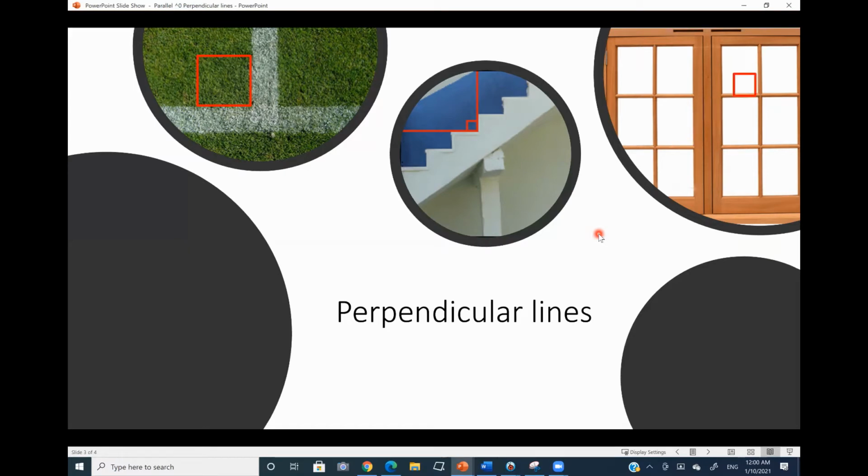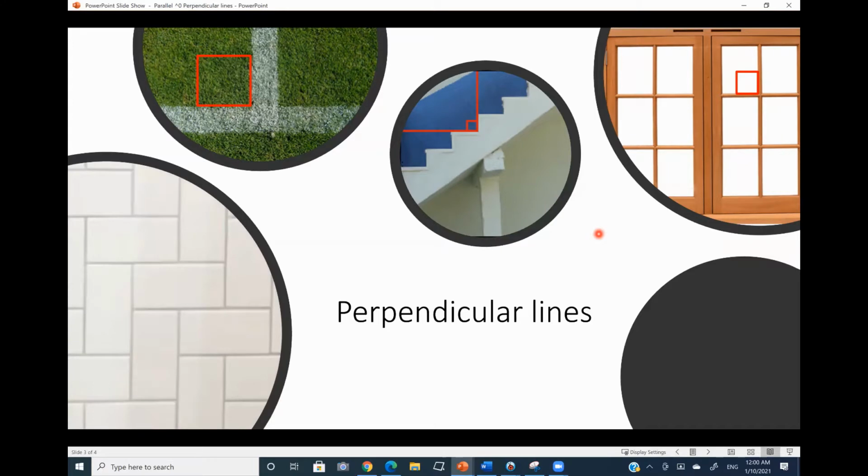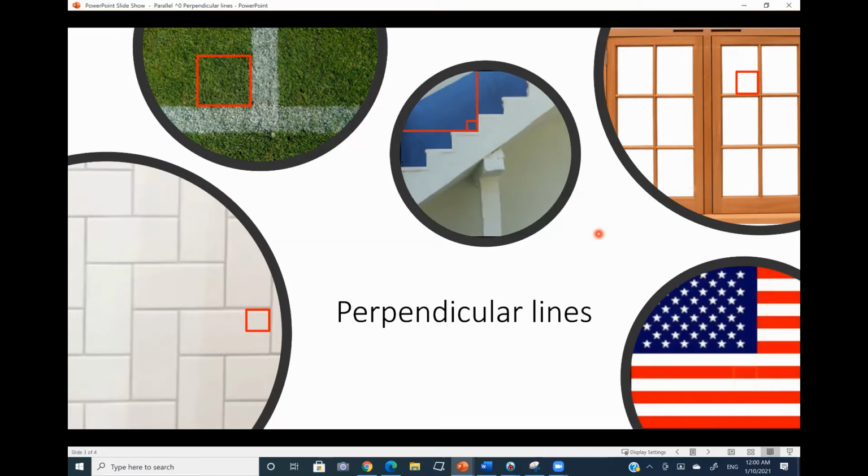In the windows too, we can find right angles, which is the same as perpendicular lines. We can find them in every place, like maybe the tiles on your floor, where you can fit the squares in the corners of each tile. So that makes perpendicular lines. Or in the flag, we can find some perpendicular lines. When we move this around, we can fit them in the corners too.